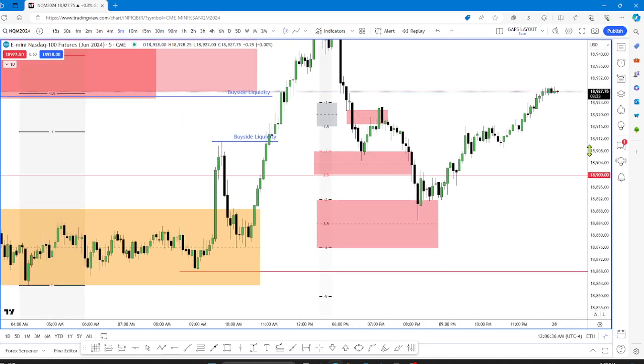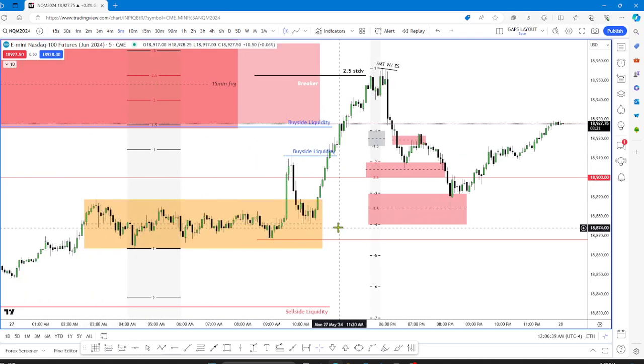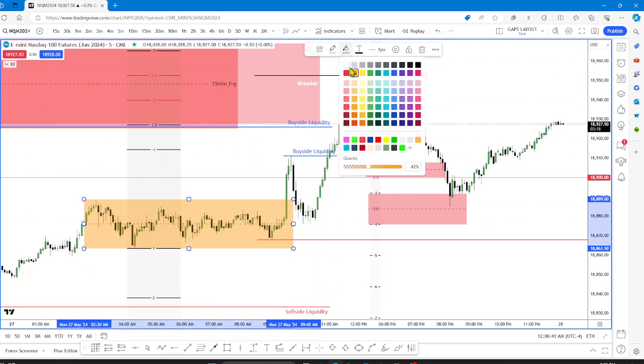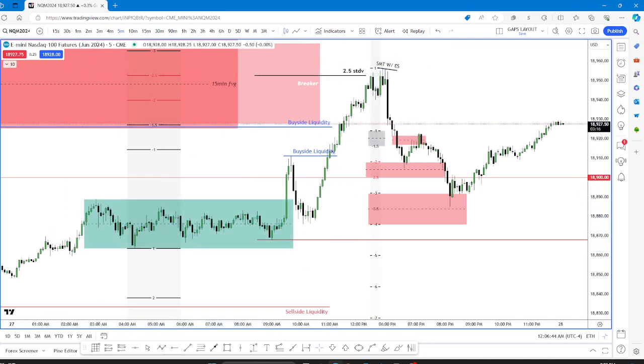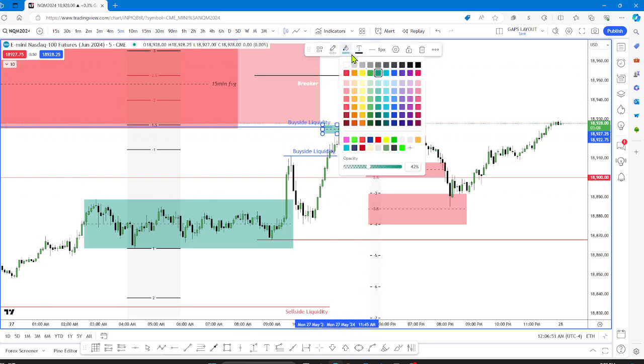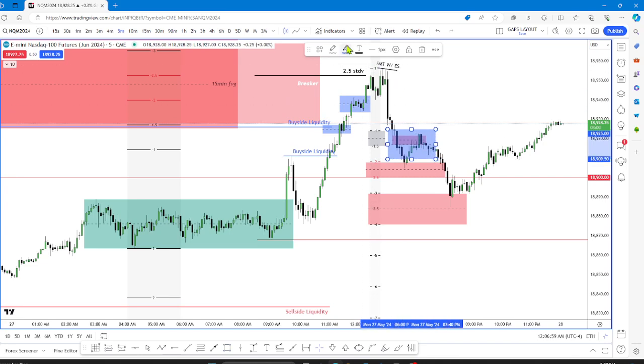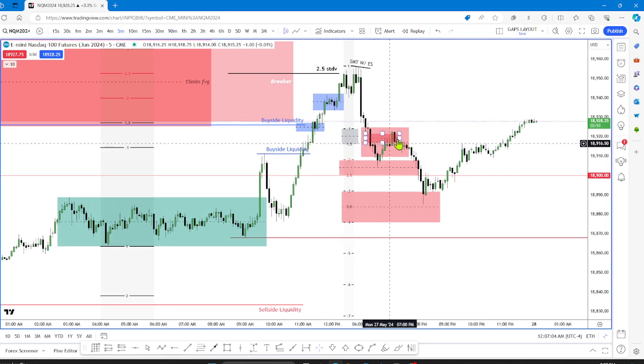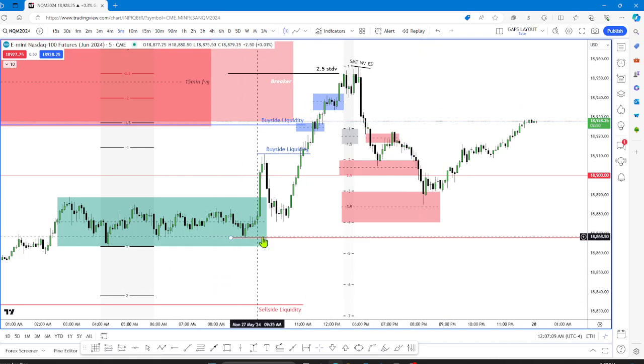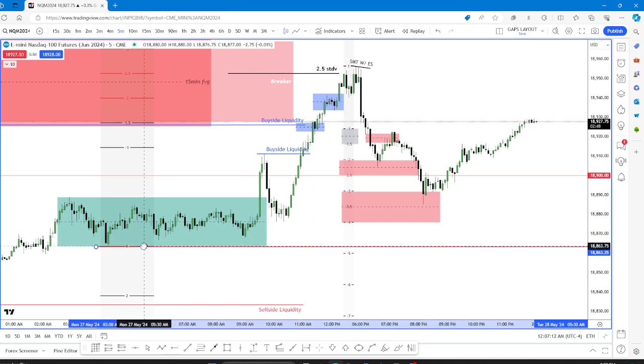Why? Okay, so this is our market maker model, right? Original consolidation here. You get, I guess, kind of an accumulation, reaccumulation, and then you get distribution. Okay. Now, why does price not finish the market maker model and take sell side here and here?